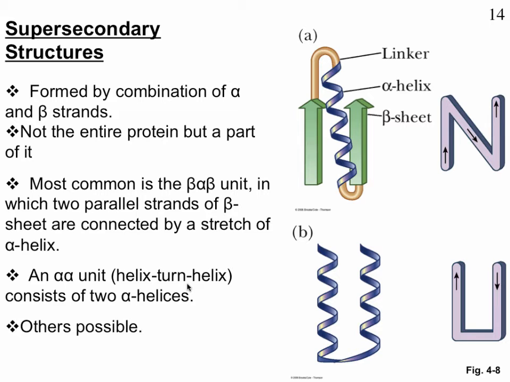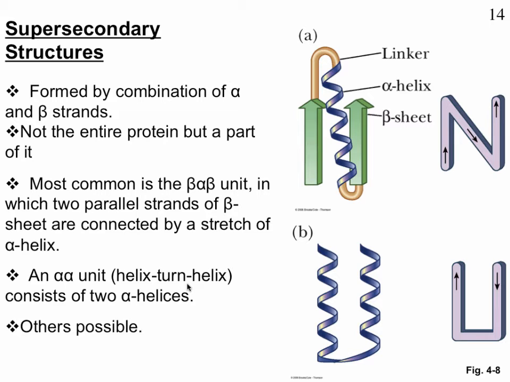This is a representation of it, where you could have two parallel beta sheets that are connected by an alpha helix. Another common structure is the alpha-alpha unit, also called the helix-turn-helix, where you have two helices connected together by a turn. And there are many others that are possible.